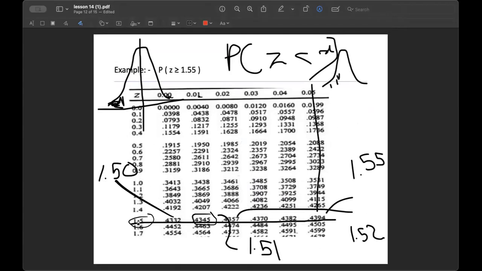1.5 is this. If Z is less than or equal to 1.5, directly the value would be 0.4332. Okay. 0.4332.